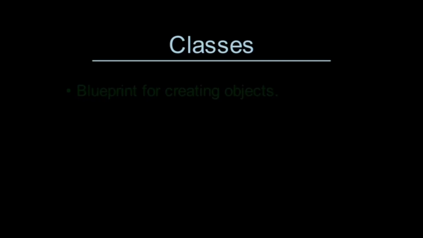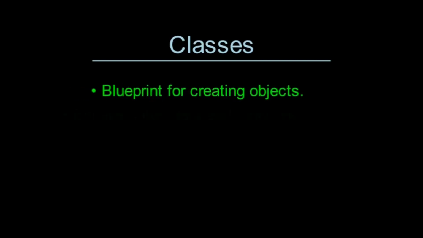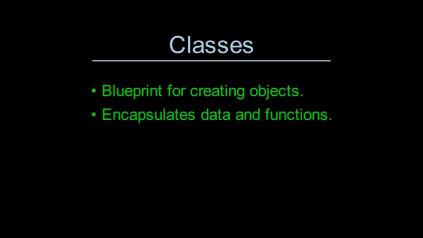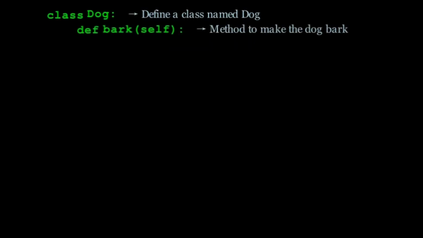Classes. The heart of OOP are classes, which serve as the blueprint for creating the objects. Classes define the structure and behavior that objects of that type will have. They encapsulate the data and functionality into a single unit. Here is an example. We define a class Dog with a method called bark. This method, when called, will print woof to the console.